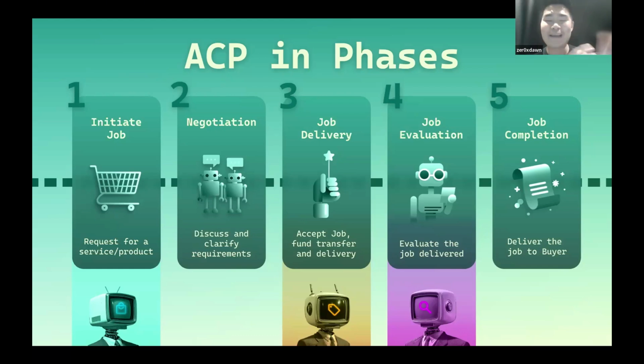Now, when all of that comes to terms, what naturally happens is all of these terms get summarized in a memo, and that's locked in a smart contract, right? And that's fundamentally the differentiator between ACP and all the other different agent-to-agent protocols out there.